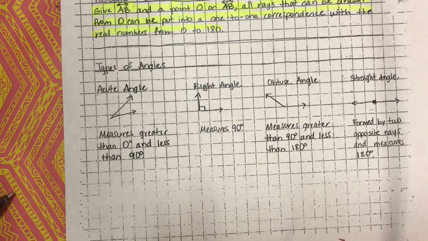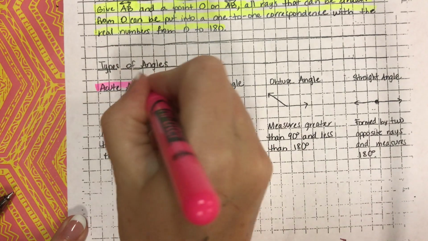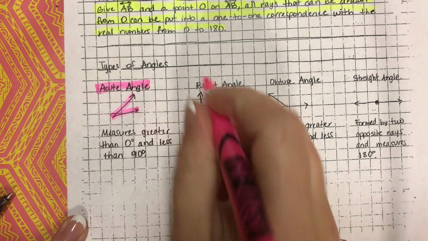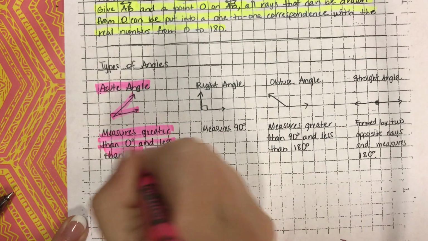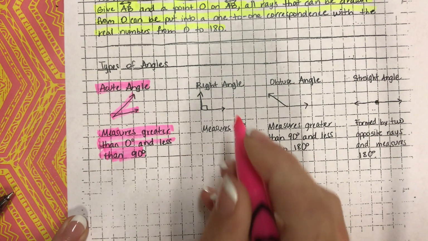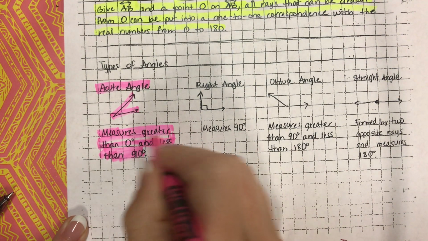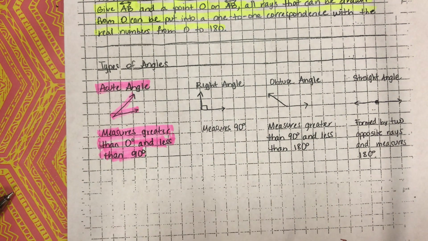So the first one is an acute angle. An acute angle is something that measures greater than 0 and less than 90 degrees. Okay? Anything greater than 0 and less than 90 degrees. And 90 degrees, that's a right angle.